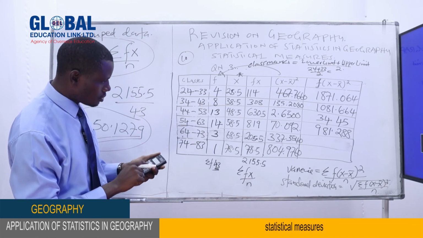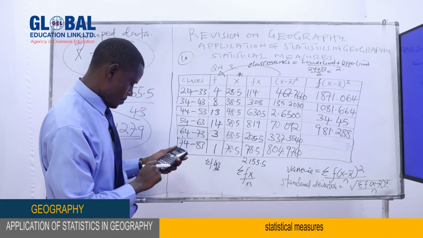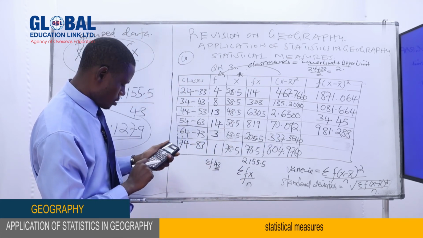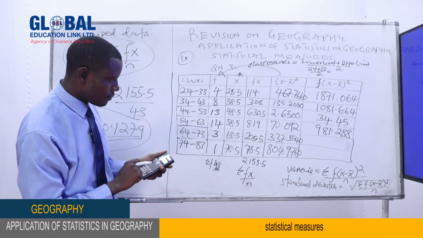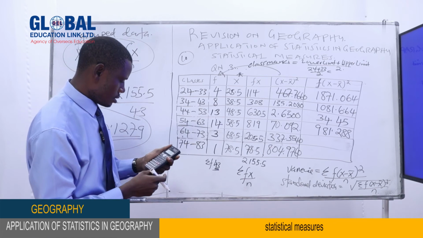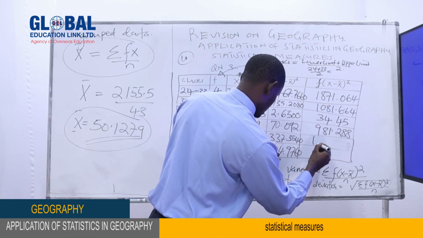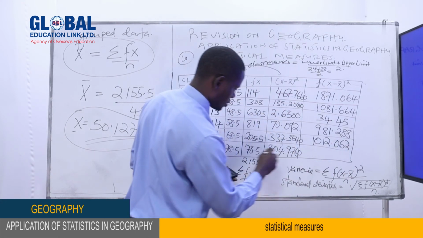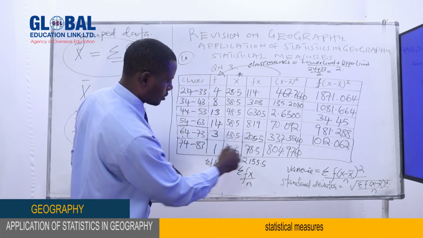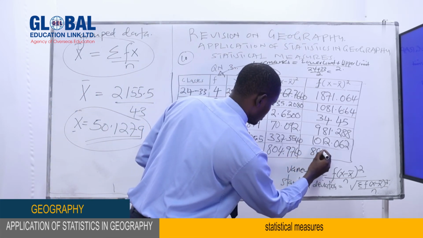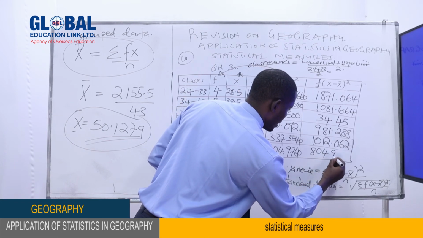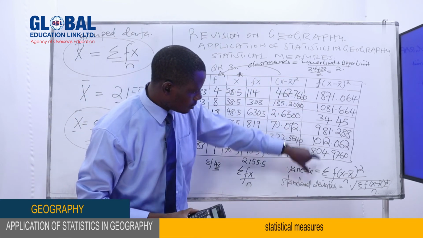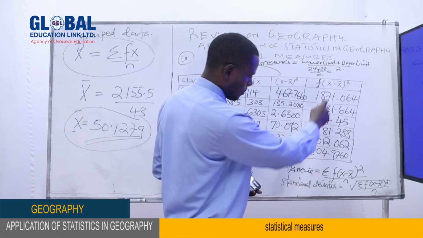The next column is 3 times 337.3540. Then you come up with 1,012.062. And for the last one, I think it's 1 times that one. So it will be 804.9760. So once we have that column, the next issue is about the summation. So we have to sum up that column.